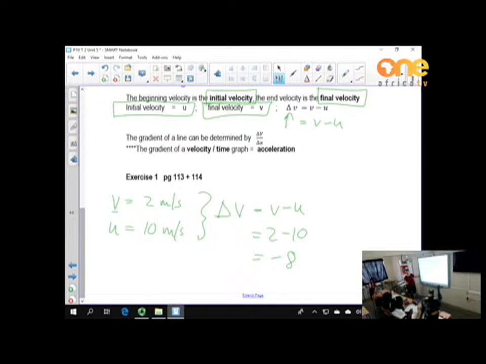Do you understand? Your velocity can be negative because it means it's going in the opposite direction to what it started out in. All right. Just here, repetition, the gradient of a line, change in y over change in x. If we have a velocity time graph, the gradient gives me acceleration.